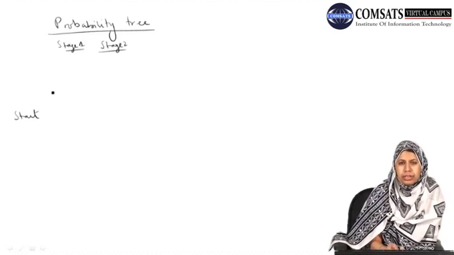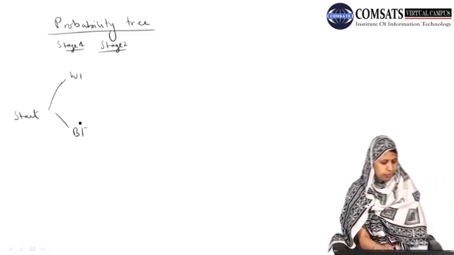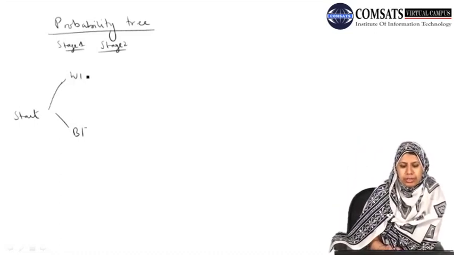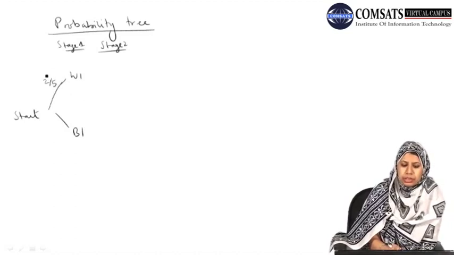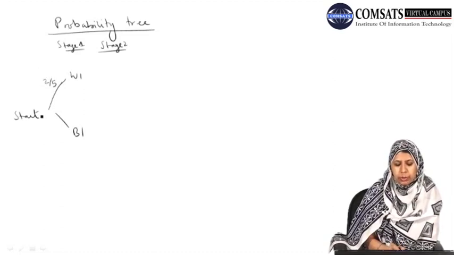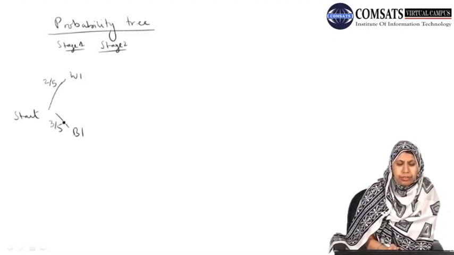On the first stage we are given in total 5 balls and either we will obtain a white ball or a blue ball. So the probability of obtaining a white ball at the first stage is 2 by 5, because in total we are given 5 balls and 2 of them are white, so we can select any 2 balls from these white balls. The probability of obtaining a blue ball is 3 by 5.